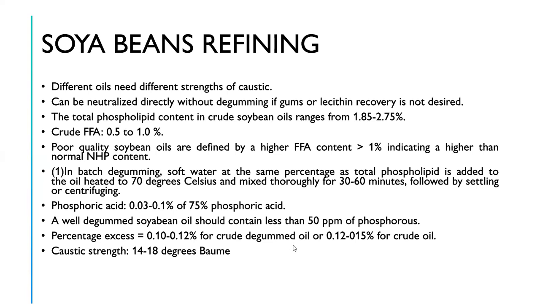If you calculate the amount of caustic to add based on the equation, which I will show in the next presentation, you need to add the excess, which means you don't add exactly what is required according to the neutralization reaction, of which I will discuss on the next presentation. But we add more, so that percentage excess is 0.1 to 0.12 for crude degummed oil, or 0.1 to 0.15 for crude oil. The caustic strength for soybeans is between 14 and 18.